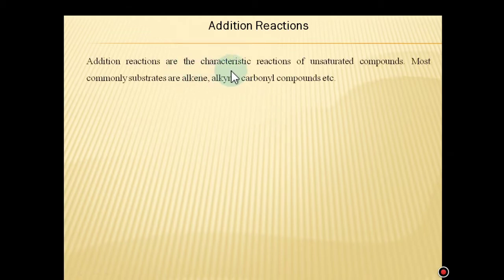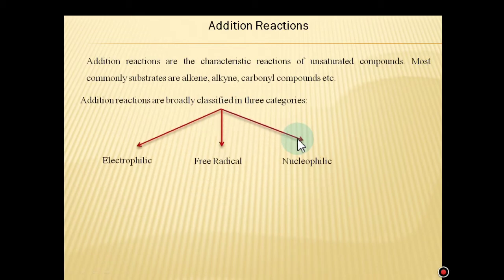Addition reactions are the important reactions of unsaturated compounds. Most commonly, substrates are alkene, alkyne, carbonyl compounds, etc. Addition reactions are broadly classified into three major categories. These are electrophilic addition, free radical addition, and nucleophilic addition. Today we are focusing on the reactions of alkenes, and alkenes generally show electrophilic addition reactions.